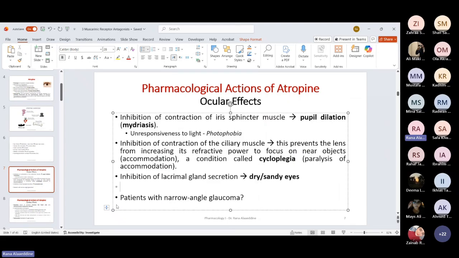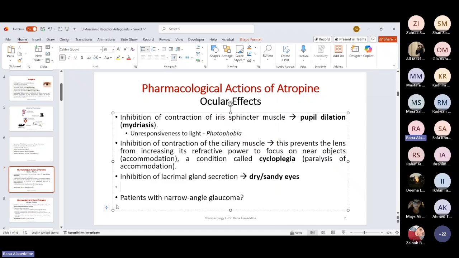All right, so guys, why do we need that effect? Why do we need to do mydriasis to the eye? Do you know? Maybe some surgeries to the eye. Not always. It's an easier example.